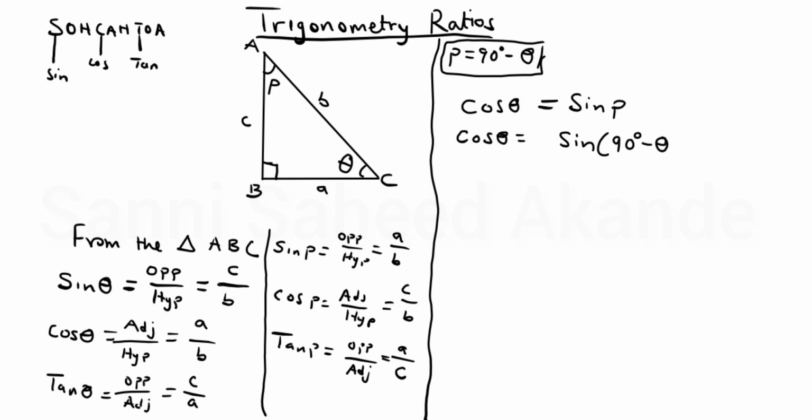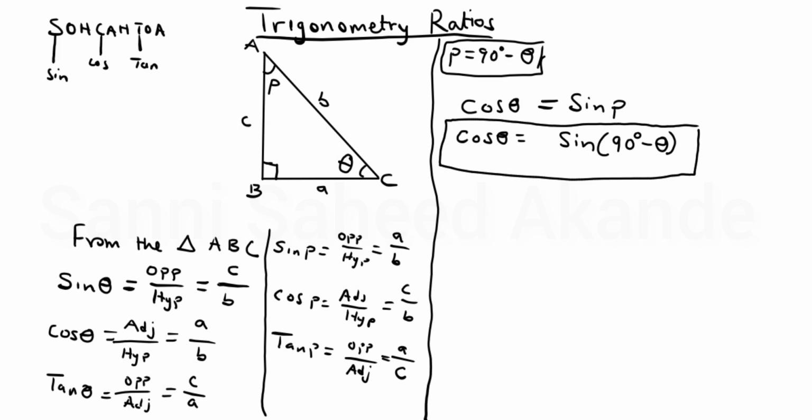Close the bracket. Okay, and this is the first formula we are going to be keeping for future use at this point. Take note of this: cos theta is equal to sine of (90 degrees minus theta).